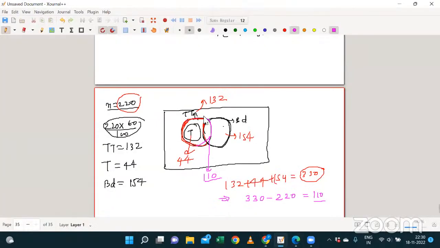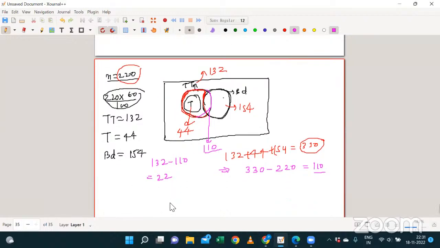132 is for table tennis, and 110 is the intersection. So we have to do 132 minus 110. What will it be? It will be 22. So 22 is the number who play only table tennis, and divided by 220. Okay, sir. Correct? Yes.